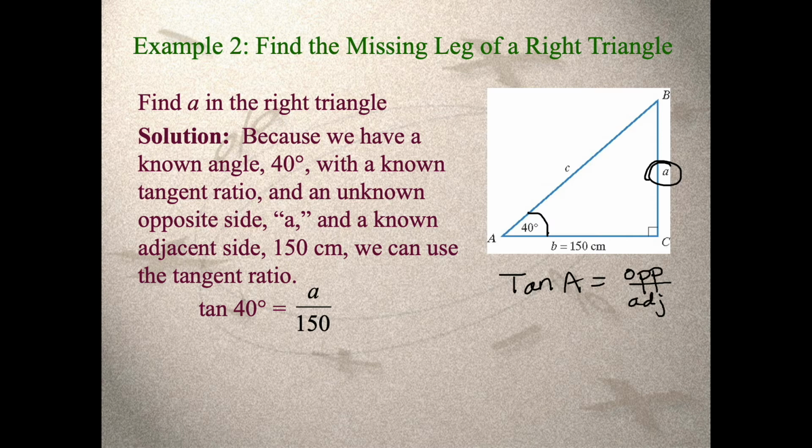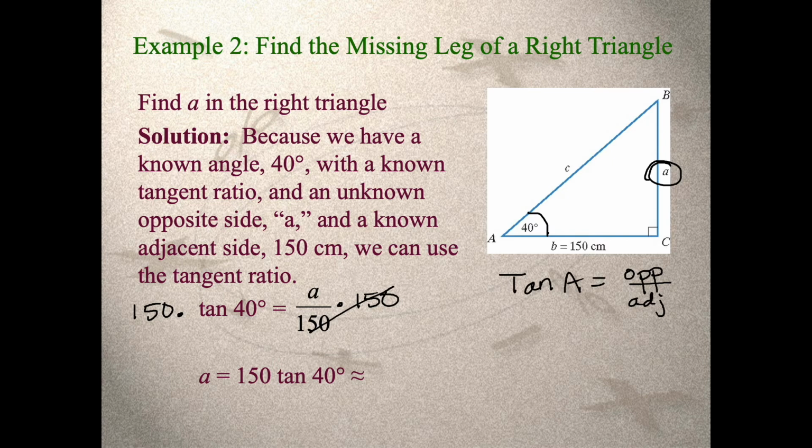To get A by itself, we want to get rid of the denominator here, so we can multiply by that least common denominator, 150, but if I multiply it to the right, I have to also multiply it to the left. So that's going to cancel our 150s on the right. Now we have the A all by itself, and it equals 150 times the tangent of 40 degrees. Now that you've got an A by itself, you can use your calculator to figure out an approximate answer for this.